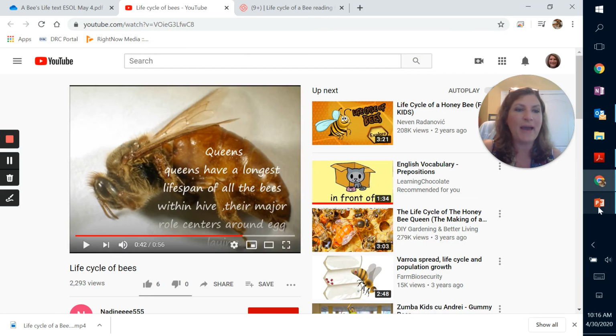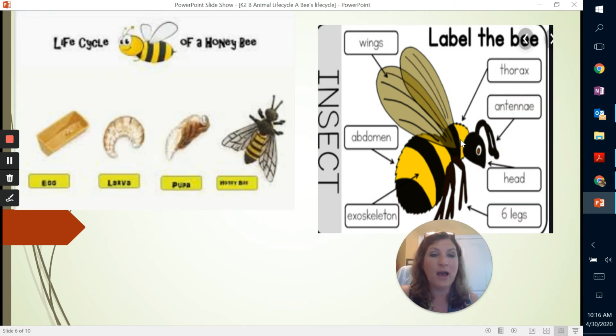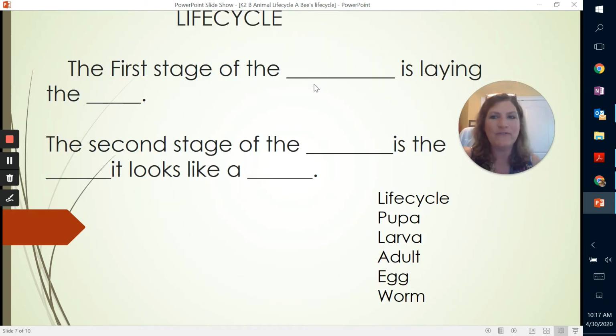Okay, so let's go back to the life cycle, okay? So Miss Proctor just put up here on the board just a fun little label because that's really important when you have a nonfiction text that you are able to pay attention to the captions in the nonfiction text. The life cycle, you have the egg, the larva, the pupa, and then the honeybee. All right, so let's go ahead and see if you can figure out how to complete this sentence.